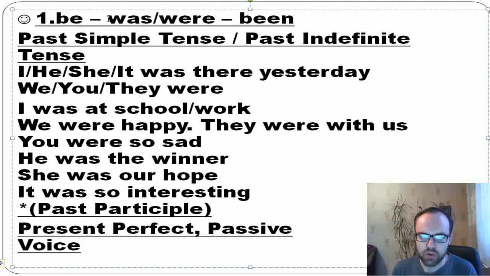So the first one, be, was, were, been. Okay, so you know that we use the second form, was or were, in past simple tense, or we also call it past indefinite tense. So when do we use was and when do we use were? I, he, she, it was, for example, there yesterday, and we, you, they were. For example, we were there yesterday, you were there yesterday, they were there yesterday.